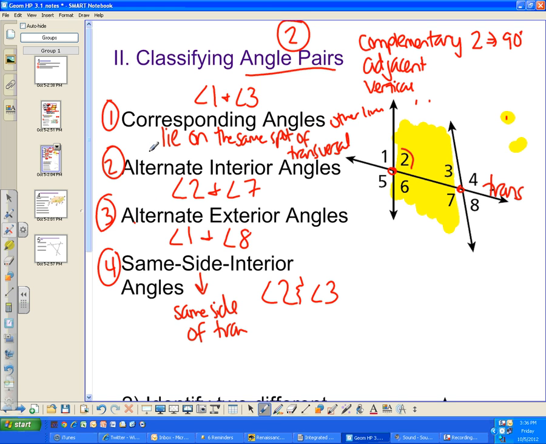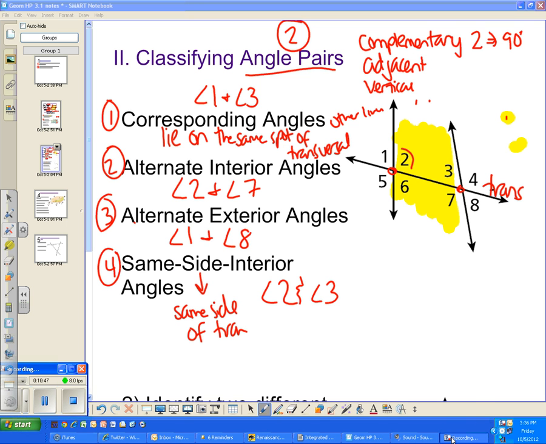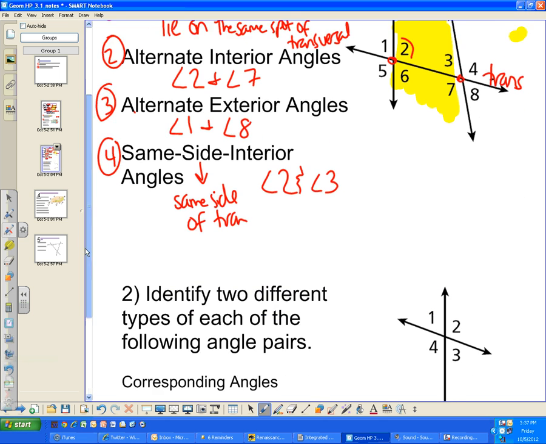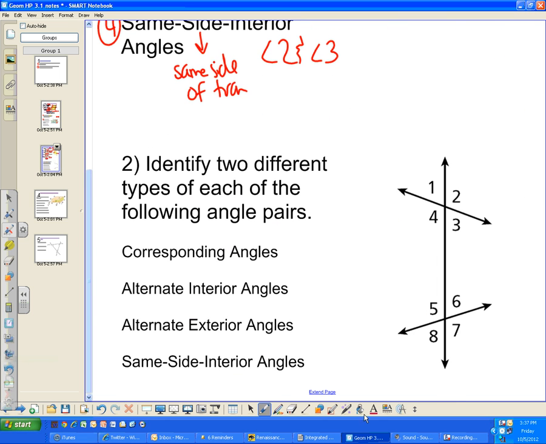Trust me, we talk extensively about these 4 different types of angle pairs throughout the entire chapter. So if you don't get it right away, that's okay. We're going to practice, practice, practice. Here, try this one, number 2. Try to find 2 different types of each pair of the following angles. We're going to talk about this obviously a lot more in class.